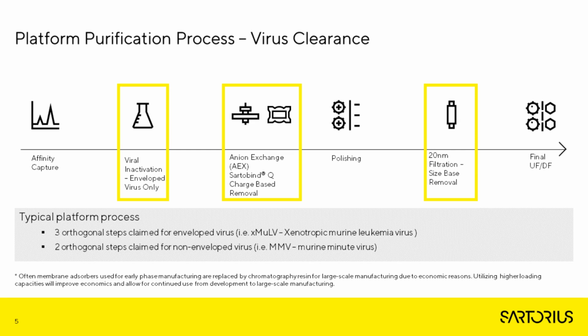I'd also like to note here that often membrane adsorbers, which are used for early phase manufacturing, are replaced by chromatography resin for large-scale manufacturing. This is mainly due to economic reasons. Process developers will utilize the fast flow rates and the ease of setup of the membrane adsorbers, but often they don't use the membrane to its full capacity. Then when the bench scale processes are scaled up without this optimized capacity, the result is an expensive, non-feasible, large-scale membrane adsorber configuration. This non-optimized configuration is then often changed to chromatography resins.